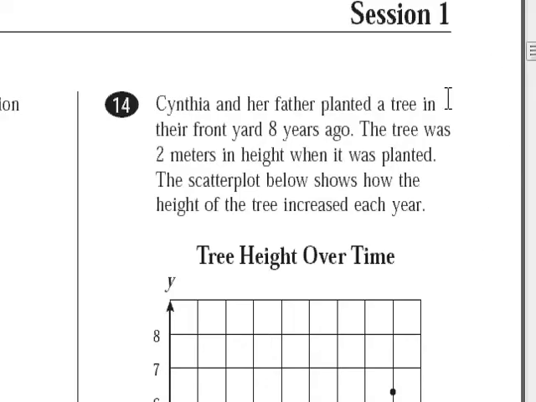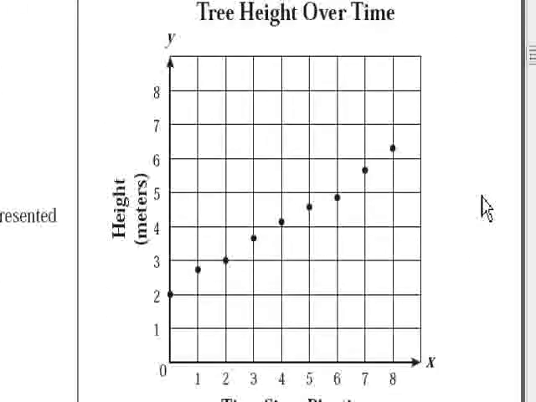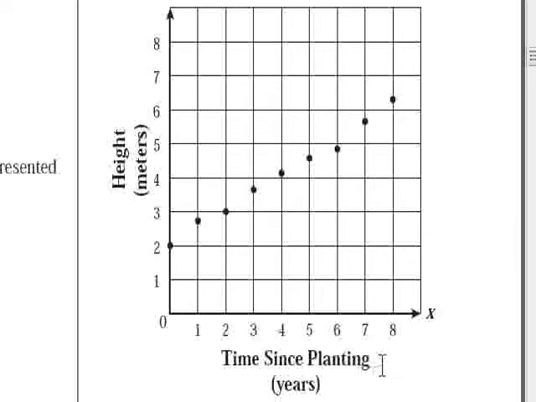So number 14 says Cynthia and her father planted a tree in their front yard 8 years ago. The tree was 2 meters in height when it was planted, and the scatter plot below shows how the height of the tree increased each year. So this graph below is going to be the tree height over time. And if I scroll up a little bit, yep, I can see that the height is represented by the y-axis. Gets bigger as time goes on, as the amount of years pass.